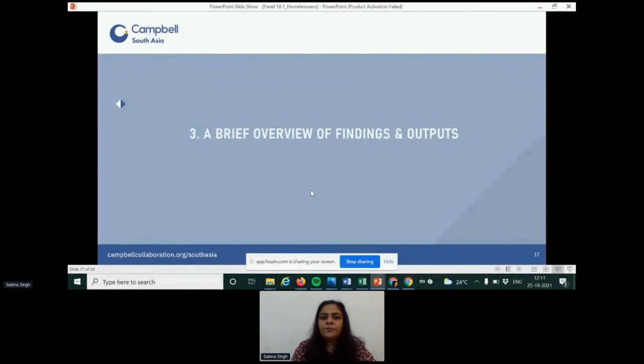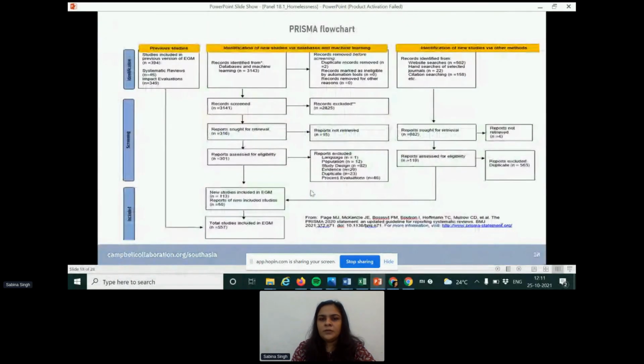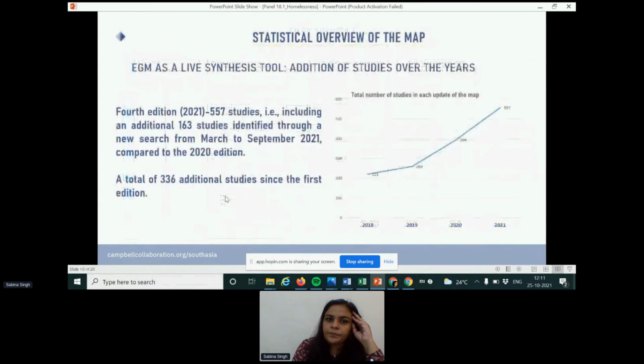So coming to a brief overview of the findings and outputs. First I'll start with the PRISMA. We had in the previous update about 394 studies. For this update, we identified an additional 163 studies, making it 557 studies. We had 3,143 studies, which were screened by the Cochrane Crowd. And owing to the reports that couldn't be retrieved, we could screen 301 studies for the full text screening. And finally, we identified these 163 studies.